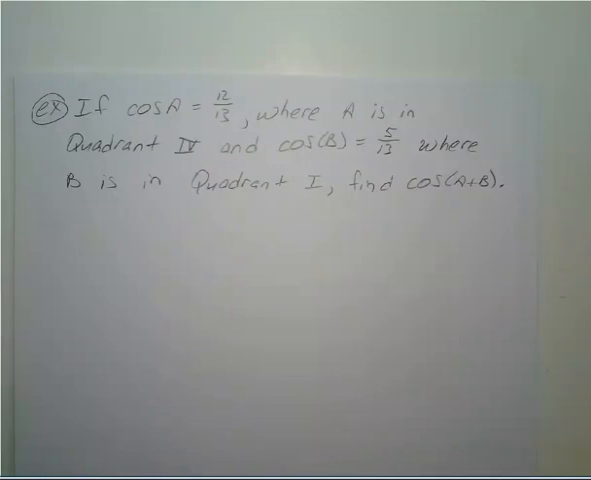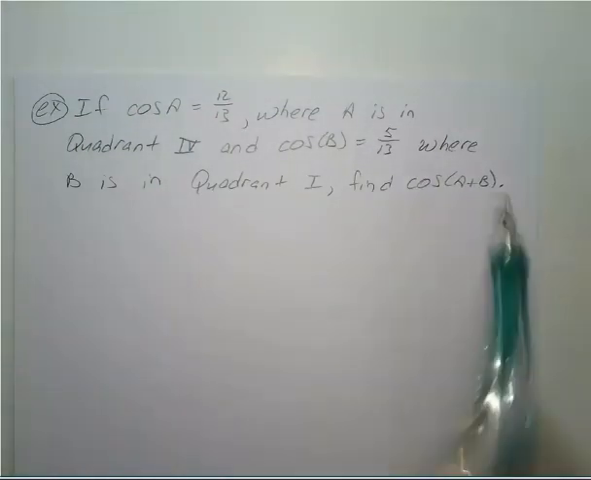All right, so for this one, let's say cosine of A equals 12 over 13, where A is in quadrant 4, and cosine of B equals 5 over 13, where B is in quadrant 1. Find cosine of A plus B.